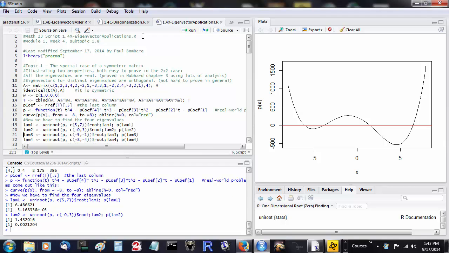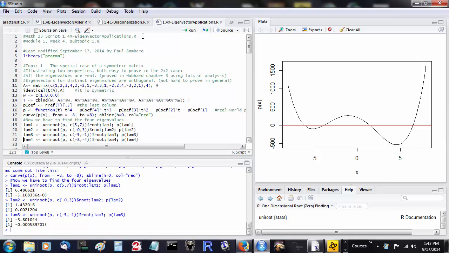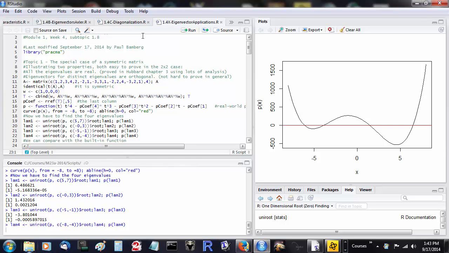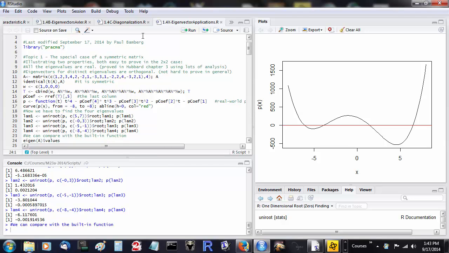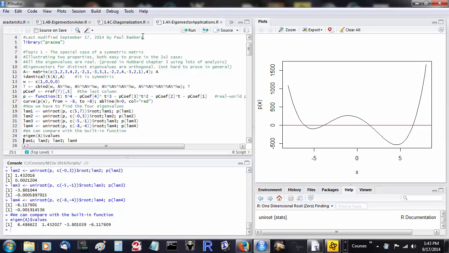The same thing works for the second one, which lies in between 0 and 3. For the third one, which is somewhere between -5 and -1, and for the fourth one, which is somewhere between -8 and -4. For consistency with the built-in function in R, I have looked for these eigenvalues in order of decreasing value. In fact, there is a function that will do this. If I call eigen on the matrix A and ask for the values, I get the same 4 numbers that I just computed.